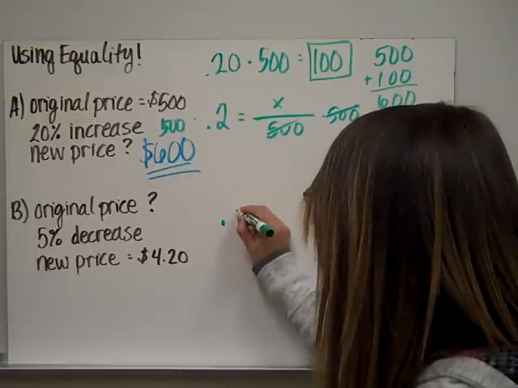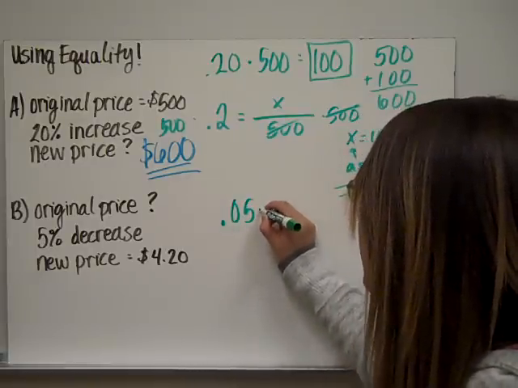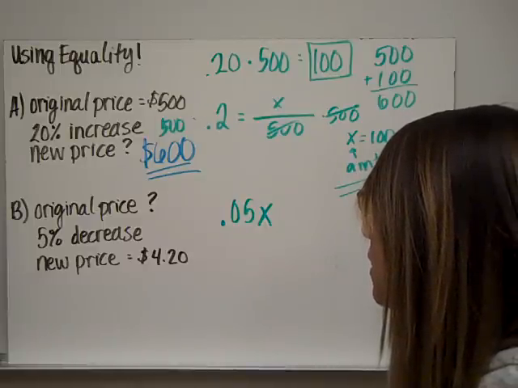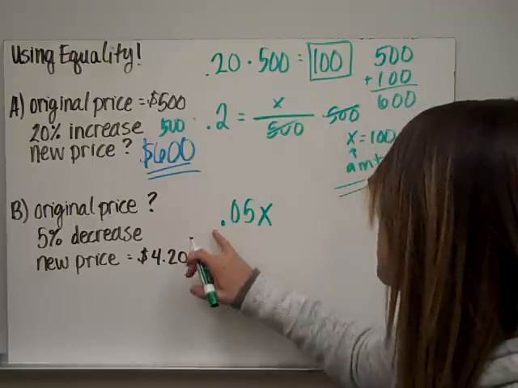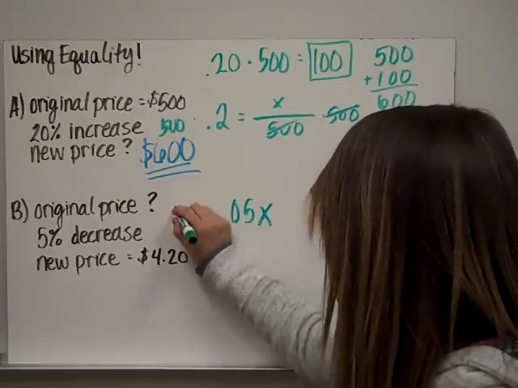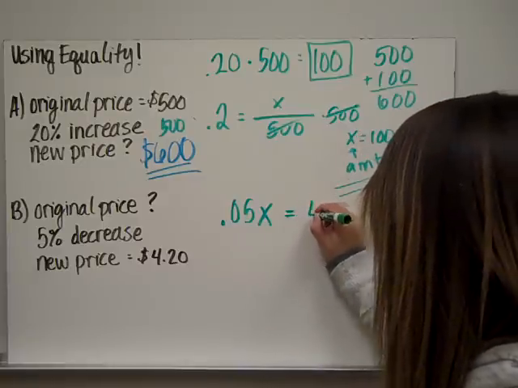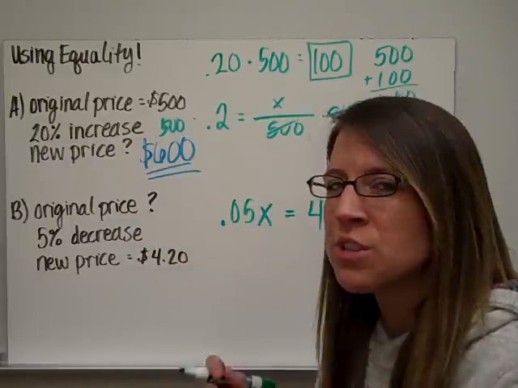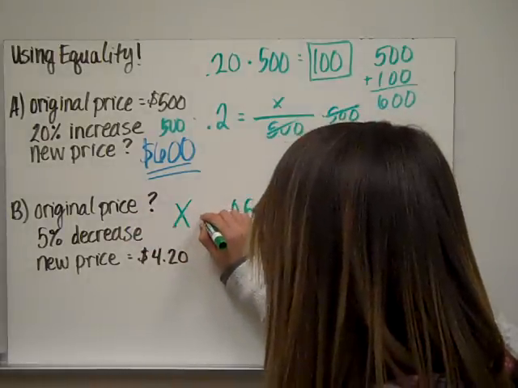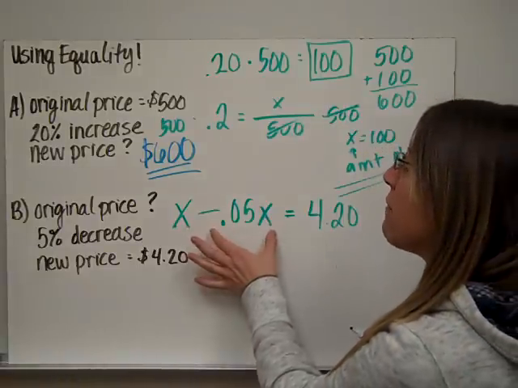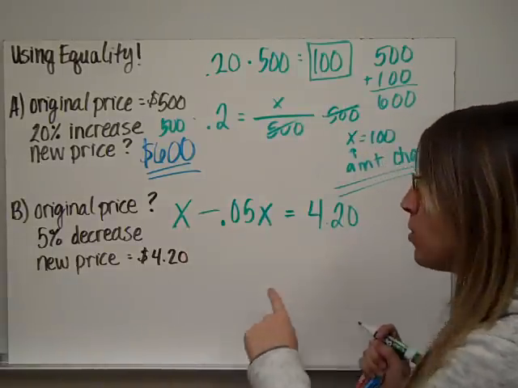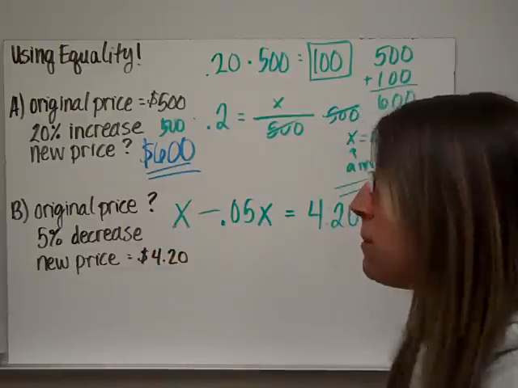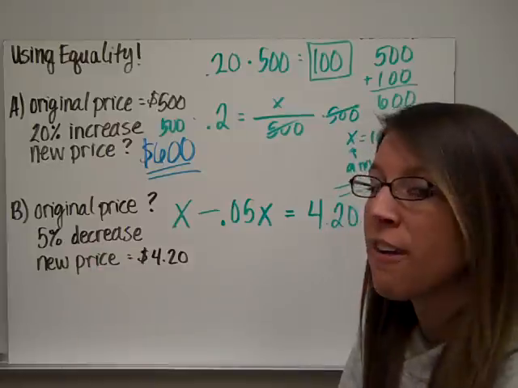So 5%, which would be 0.05, times the original amount, and the original price subtracting this. The original amount minus 5% of the original amount. So if the original amount is X, then I'm going to take away 5% of it to find out that the new price is $4.20. So obviously the original price is going to be greater than the new price if it decreased by 5%.